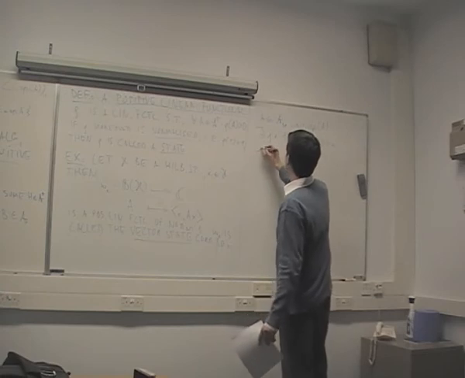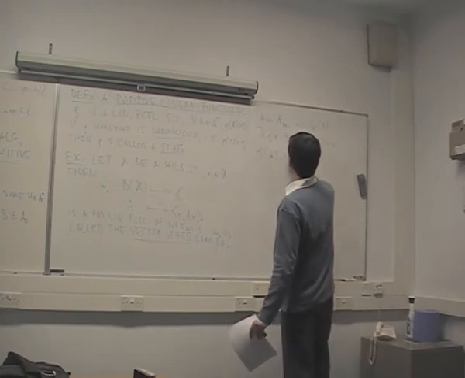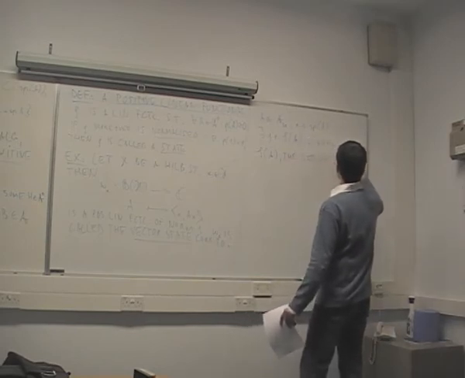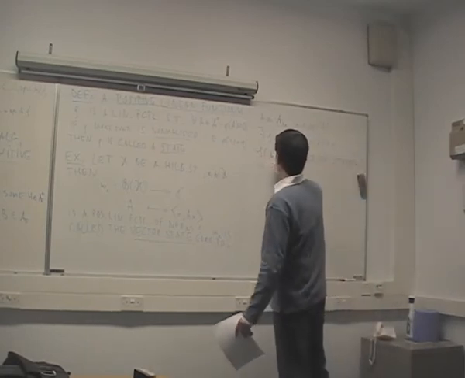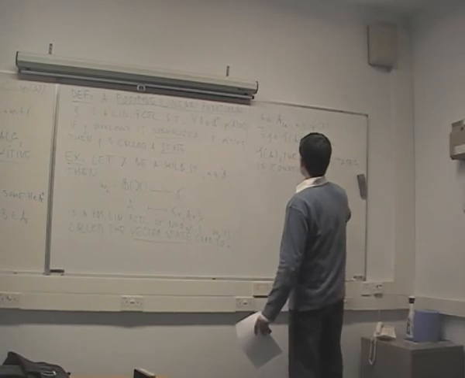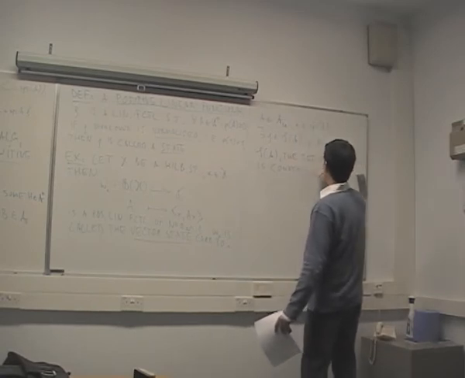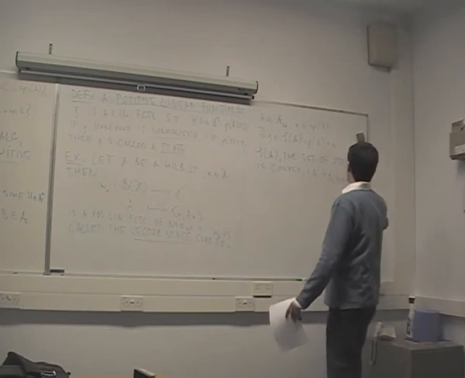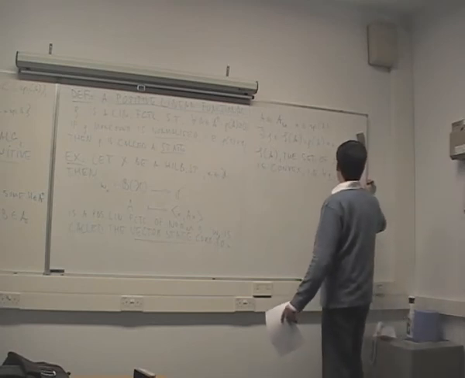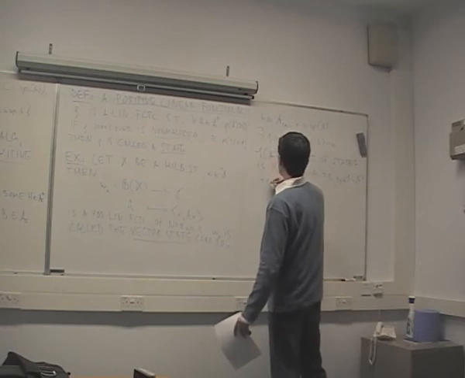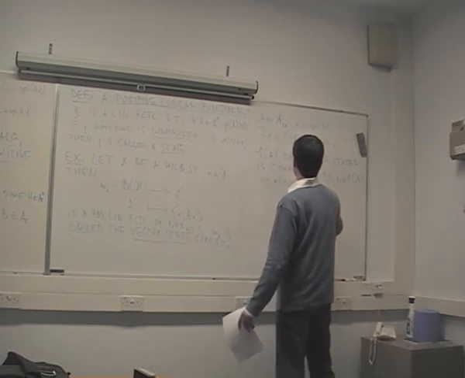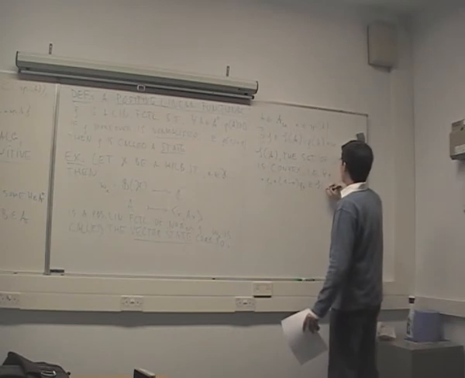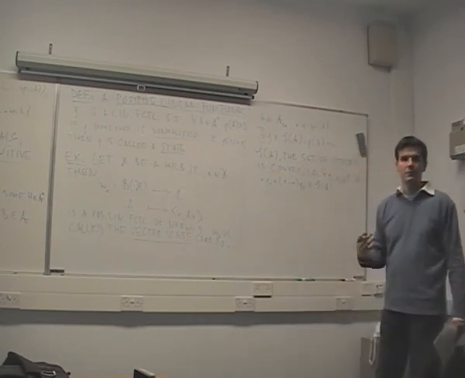Well, S of A, the set of states, is convex. It just means for all rho 1 and rho 2 in S of A, you can form r times rho 1 plus 1 minus r times rho 2, where r, of course, is a number between 0 and 1, and this gives you another state. This is what it means to be a convex set.